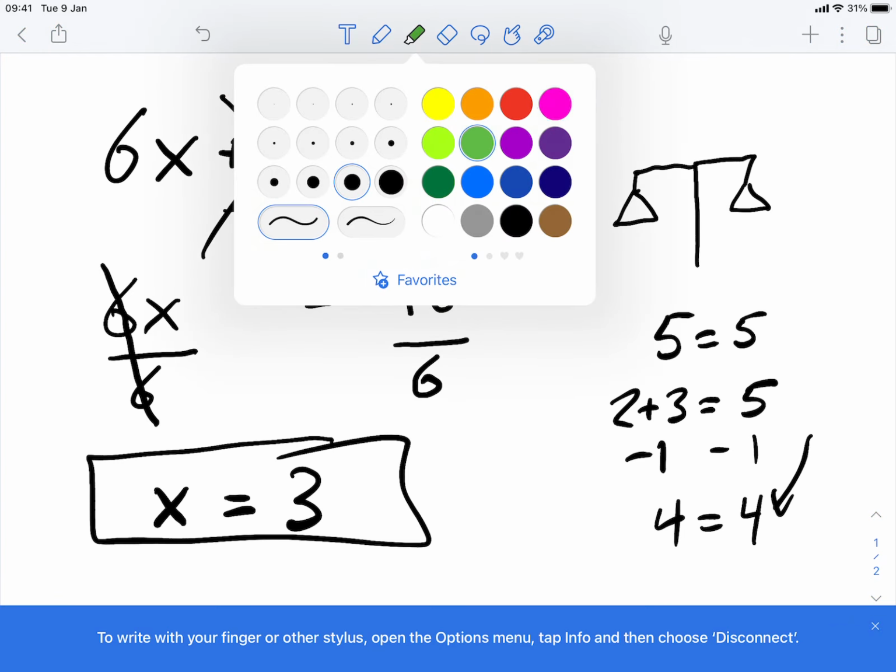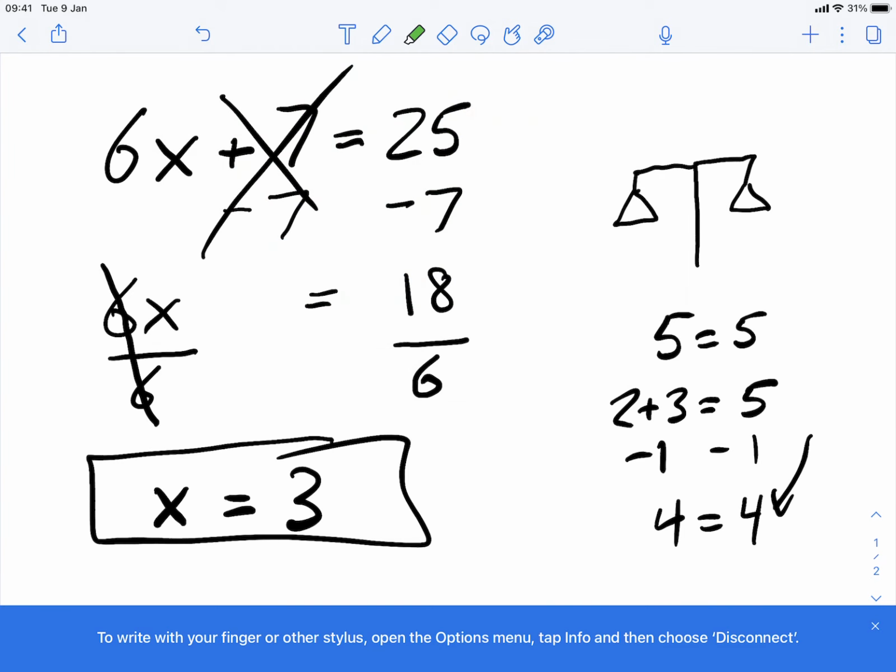X equals 3. Why is my highlighter not working here? There we go. X equals 3. Final answer, x equals 3.